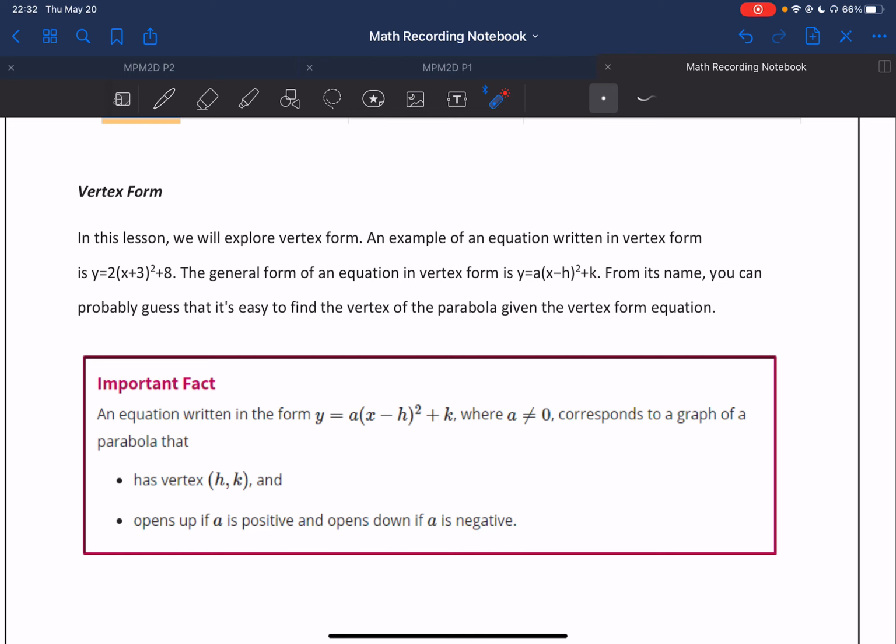If you notice, the name is vertex form, so you can probably guess that this is going to show us the vertex of the parabola from the equation. In this case, the h and the k are part of the vertex. So we have the h here coming from inside the bracket. That's going to be the x value of our vertex, and the k is the y value of the vertex. And once again, our a shows us the direction of opening, either positive or negative.